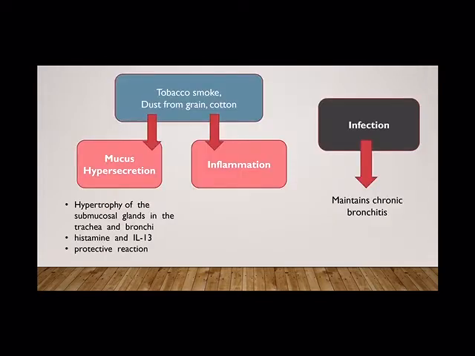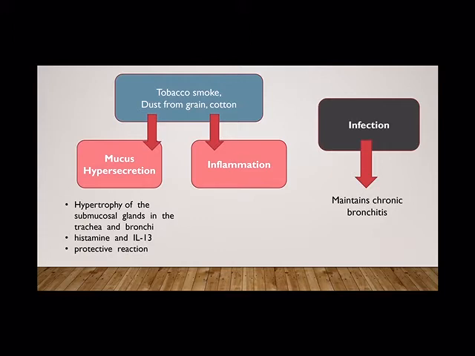Okay. Now looking onto the pathogenesis of chronic bronchitis. Here also you have two things. One is inflammation and the next one is your mucus hypersecretion. So these two are the ones leading on to all your clinical symptoms.